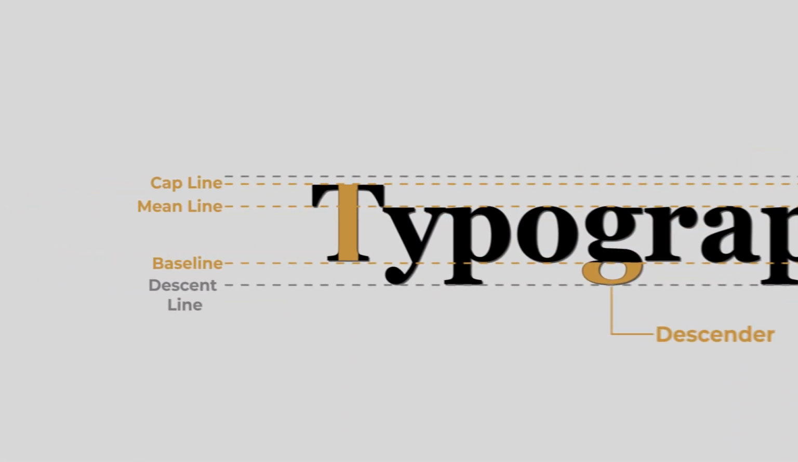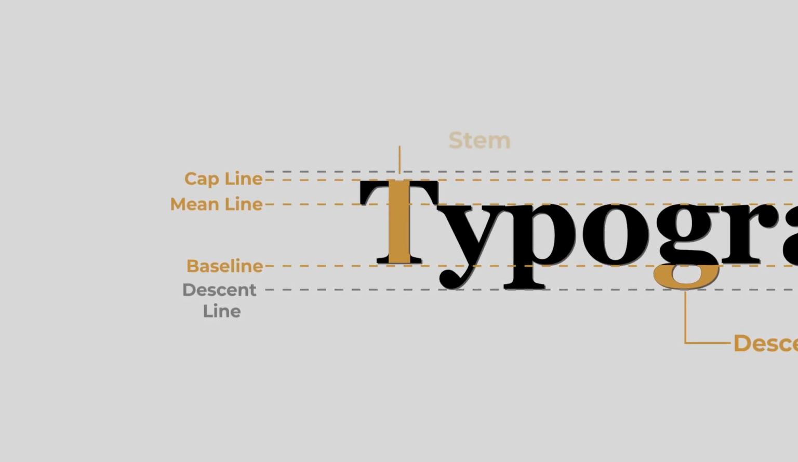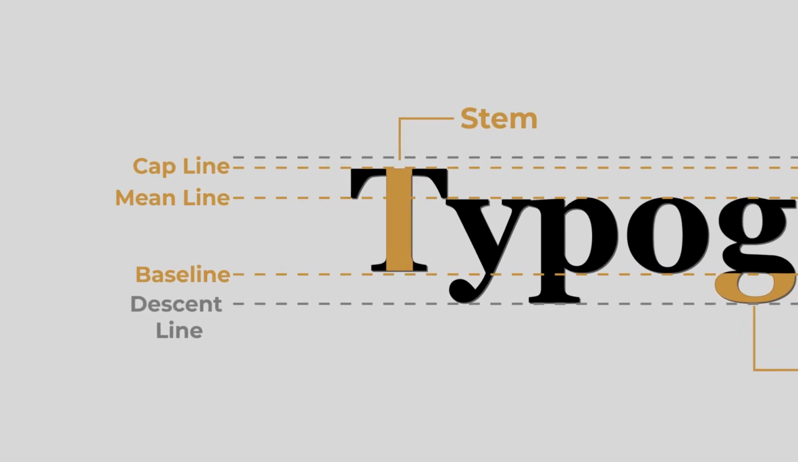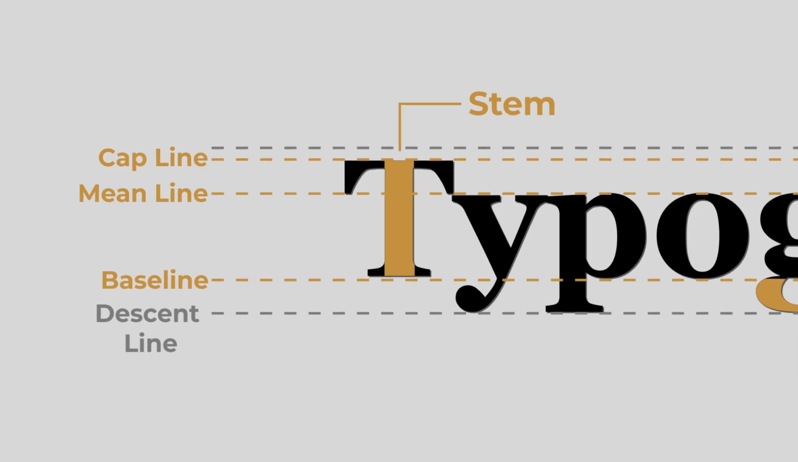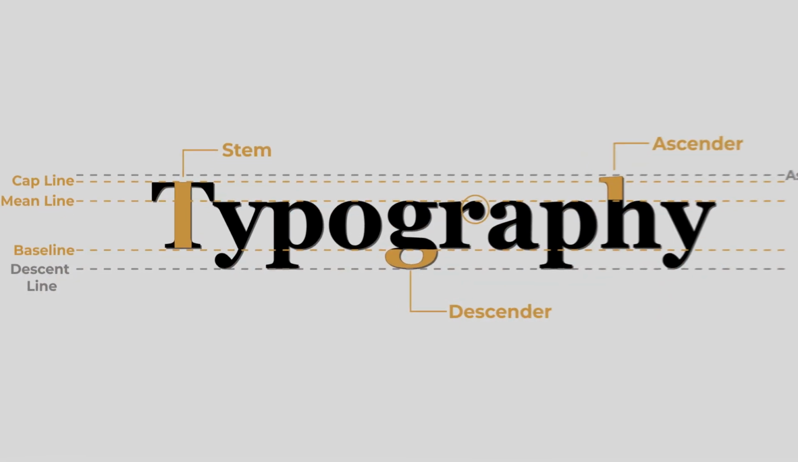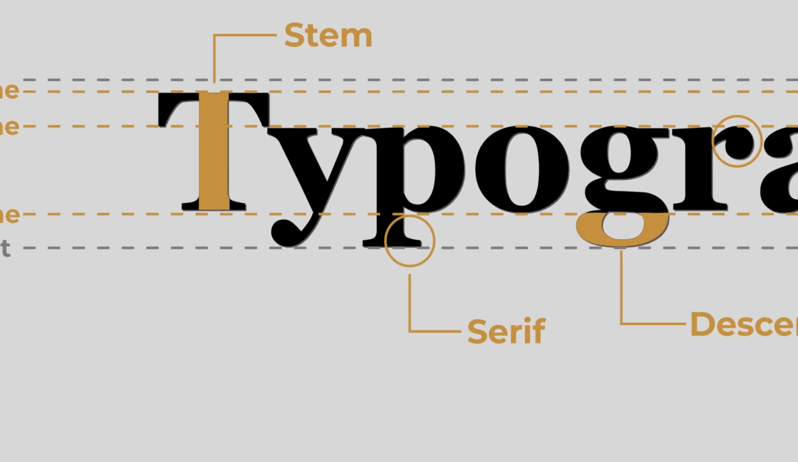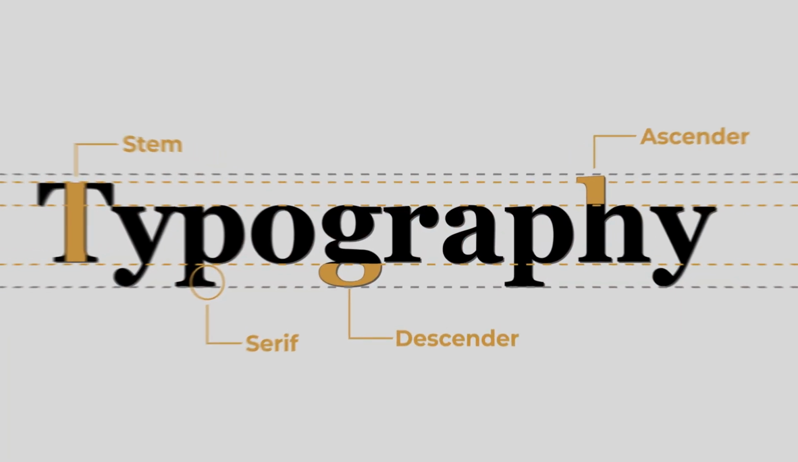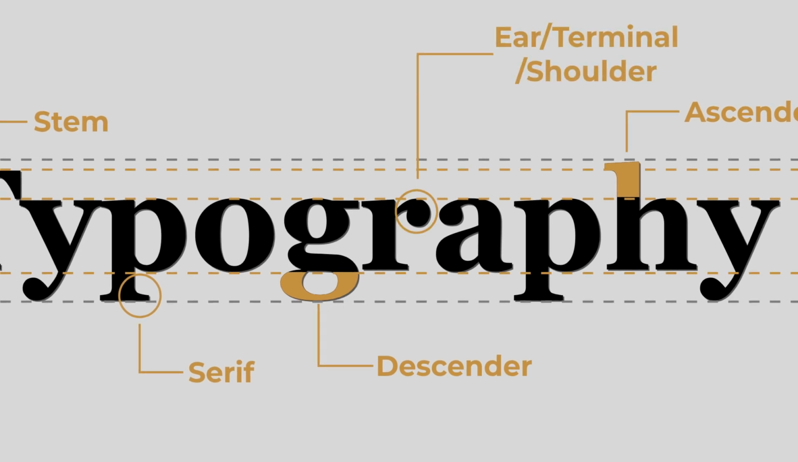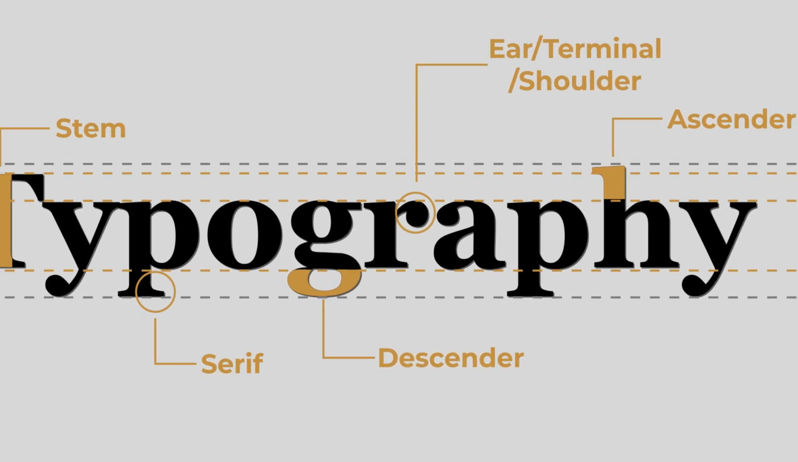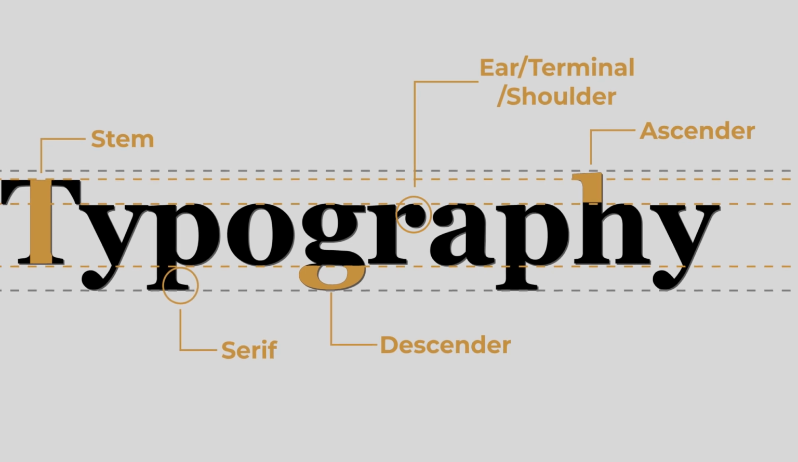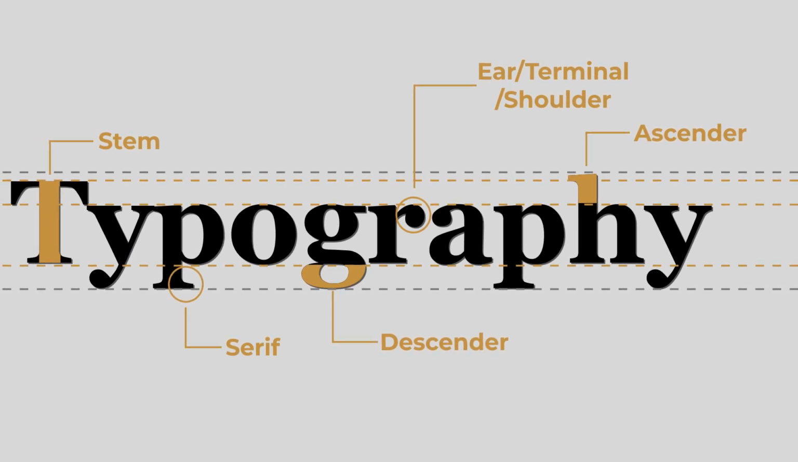Now let's look at the T. See the straight vertical line holding up the letter? That's the stem. Think of it as the backbone of the letter. It keeps it standing strong. Oh, and check out the tiny little decorative strokes on the ends of the T and Y. Those are called serifs. Alright, let's move to the letter G. This is called the ear because, well, it kinda looks like one. It's a cute little detail that gives the letter some personality.